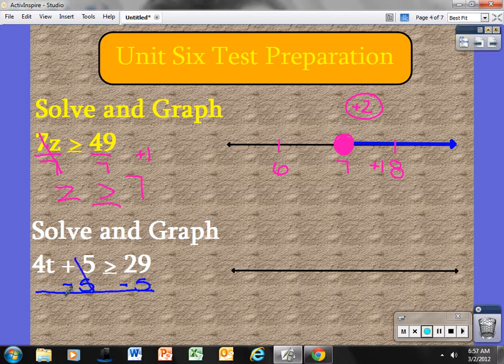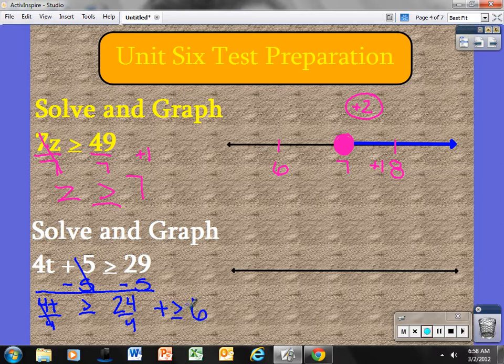These cancel each other out. I'm left with 4 t's is greater than or equal to, let's see here, 29 minus 5, I think that gives me 24. I now want to evaluate for 1t, not 4 t's. So I am going to divide both sides by 4, because I want to do the inverse of multiplying by 4, which is to divide by 4. So I'm left with t is the only thing left on this side of the inequality sign. T is greater than or equal to 24 divided by 4 is 6.